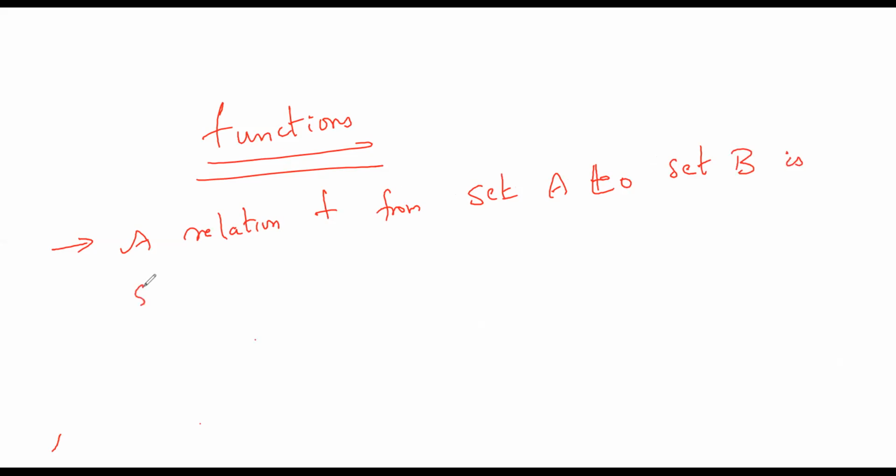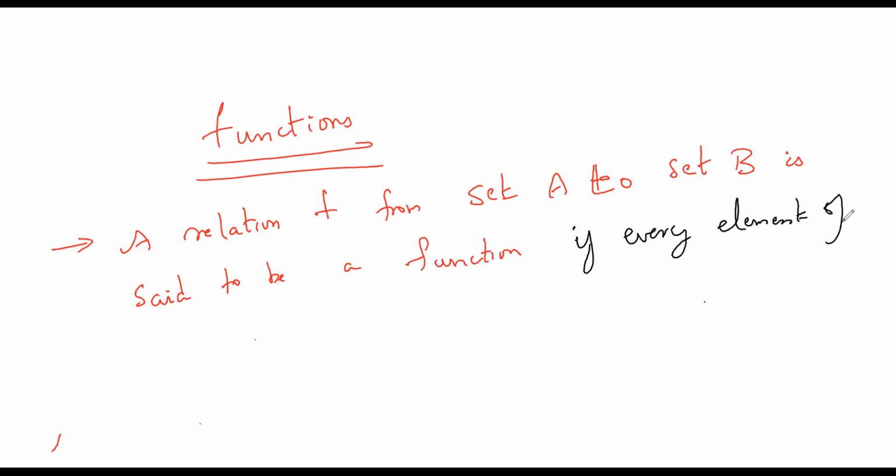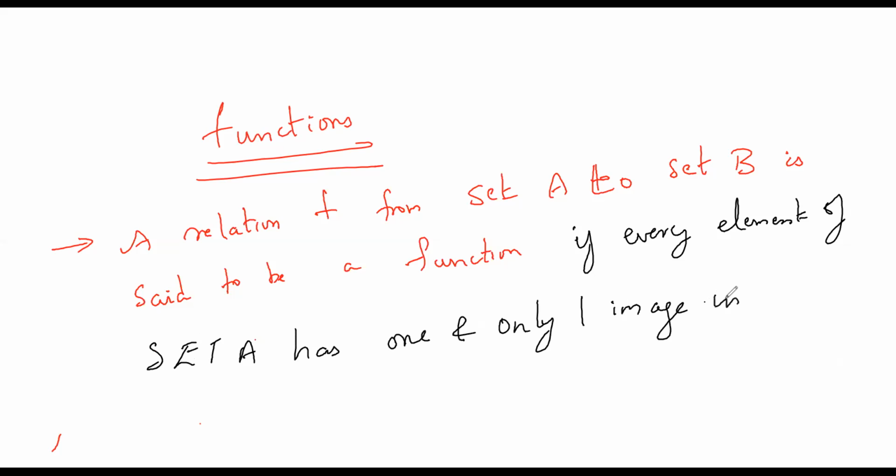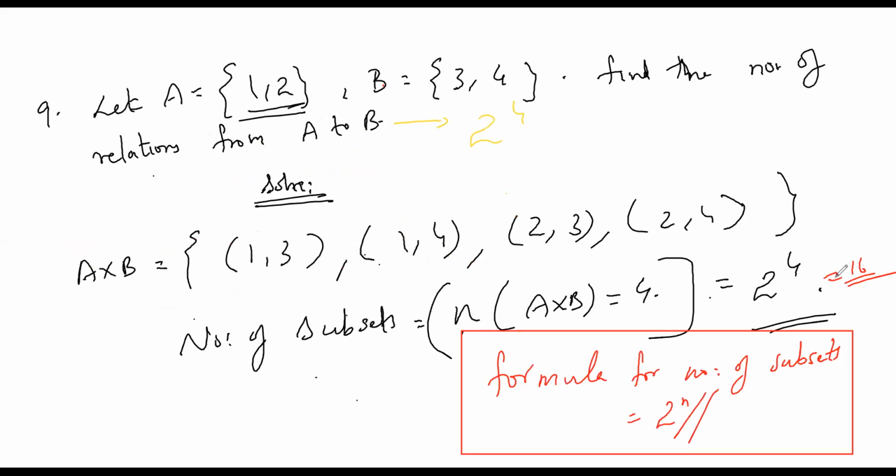is said to be a function if and only if every element of set A has one and only one image in set B.